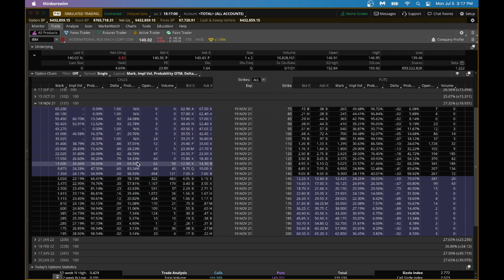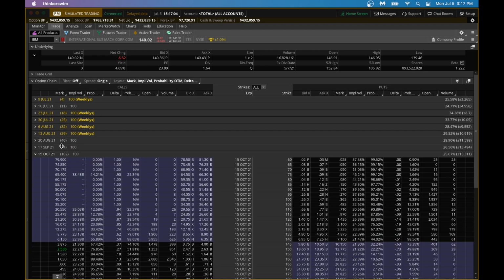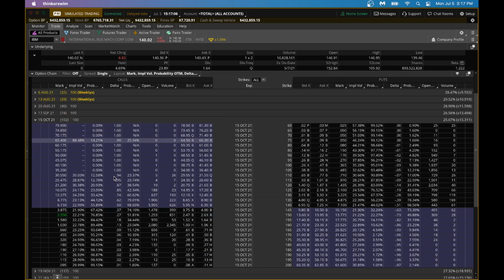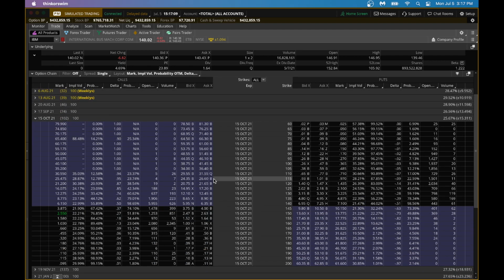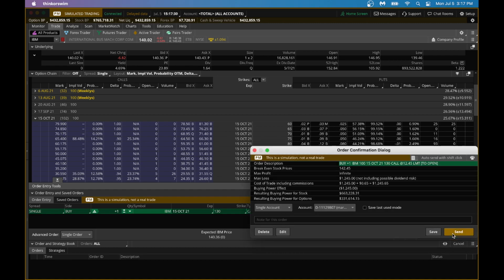As you scan through this here, let me go to 102 days out for expiration. So if you look at here, I would probably go around delta 70. Delta 74 is good enough. I would buy this right here. So I'm buying one call option for strike price 130, expiring on 15th of October. We have 102 days out in the future for this to expire. I could confirm and send like this.